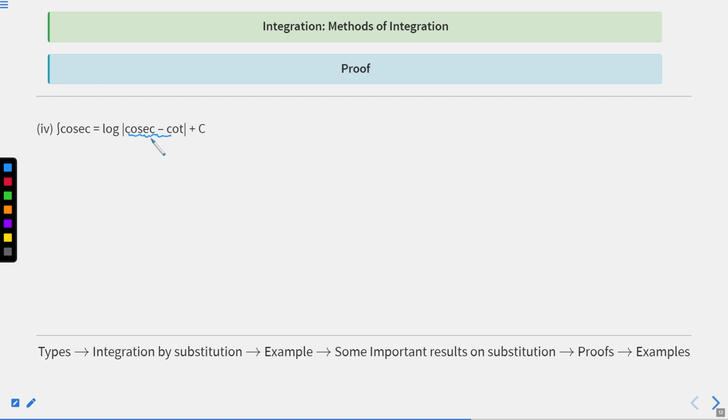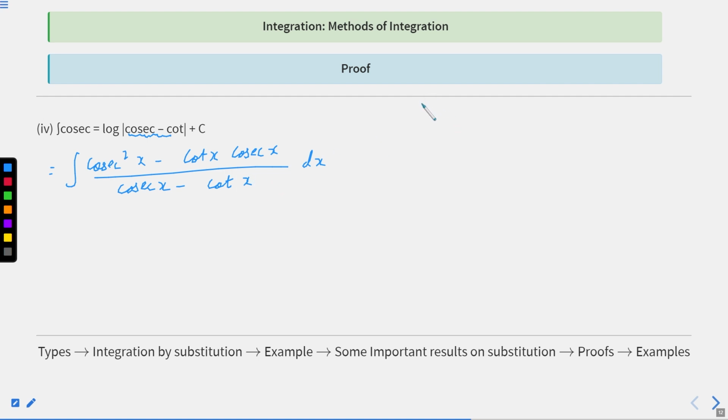Cosec x minus cot x. So you will get, let me just quickly write it for you, cosec square x minus cot x cosec x divided by cosec x minus cot x, multiplied with dx. Now taking this denominator, cosec x minus cot x. Okay, clear?